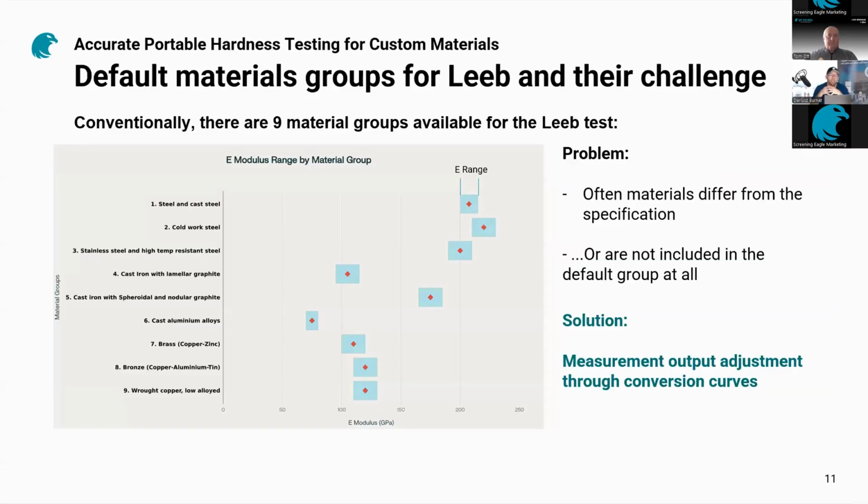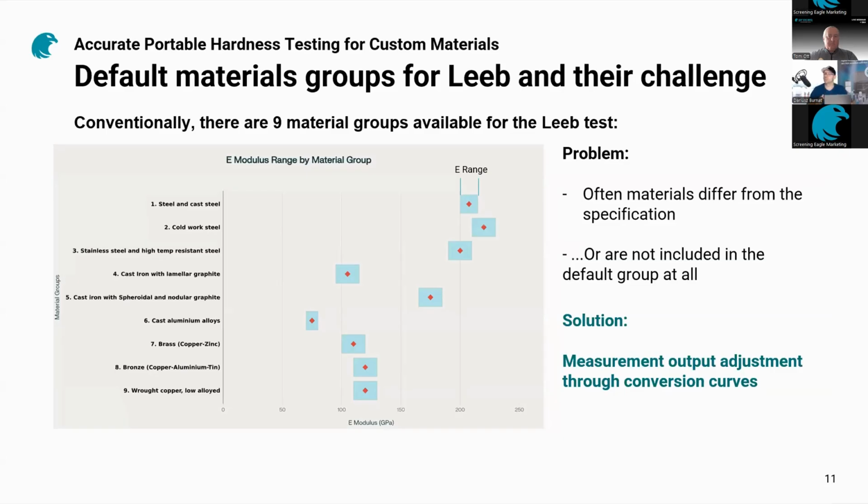So let's stop a little bit for a second with the Leeb. Why there is a challenge. So although the users, they can choose out of the materials they are testing, it is very important to highlight that the materials defined by the standards, whether this is ANSI, ASTM, and so on, they have their tolerances. So here on this chart, you see all of those 9 material groups which are available in our devices, in competitors' devices, but there, those blue fields, they represent the ranges of the E-modulus defined by the standards.